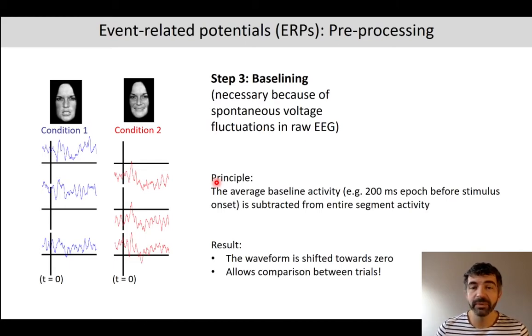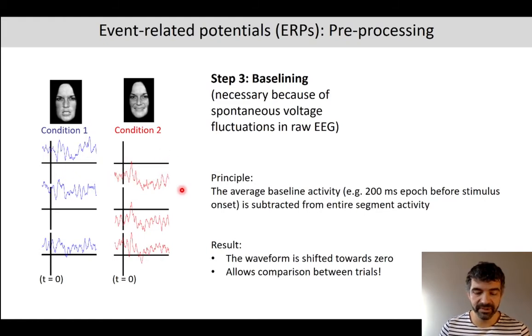So how do we correct for any variation in this 200 millisecond interval before the stimulus onset? Well, that's very easy mathematically. We want to shift the waveforms towards zero. So what we need to do is calculate for each trial the average activity before zero, for example, 200 milliseconds before. You can also use 100 or 300. It depends a little bit on how densely the stimuli are presented. But let's just say 200 milliseconds before the stimulus. We take the average of that and then we subtract that average from the entire wave.